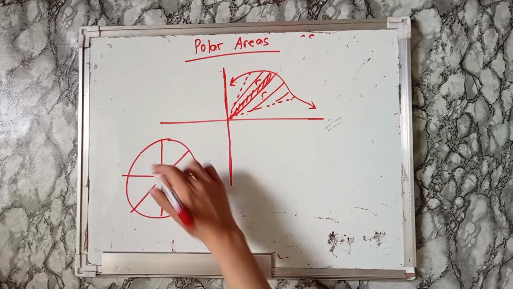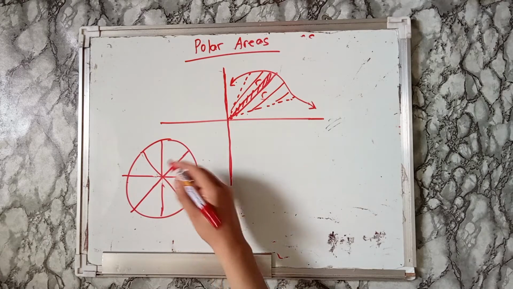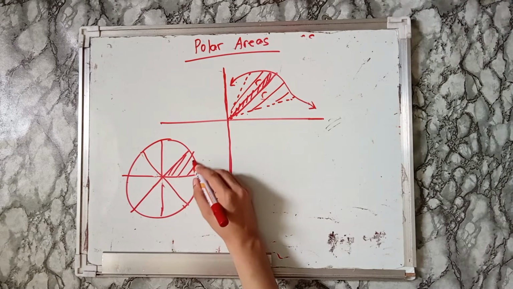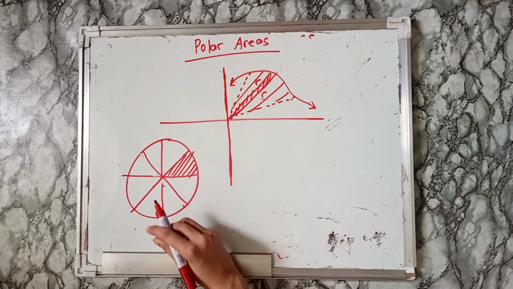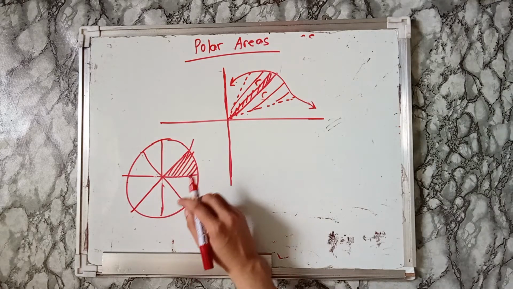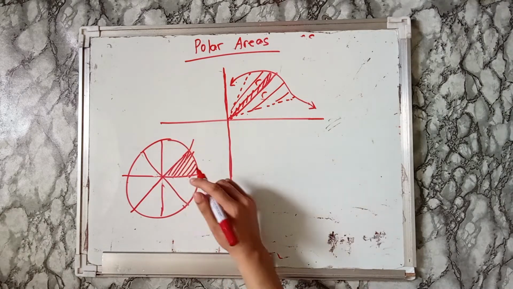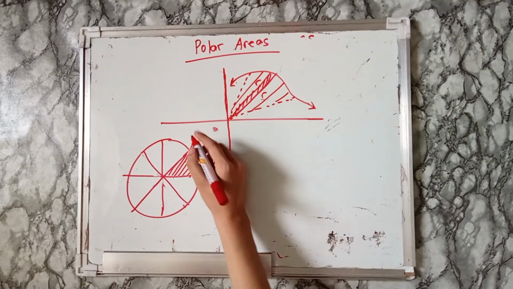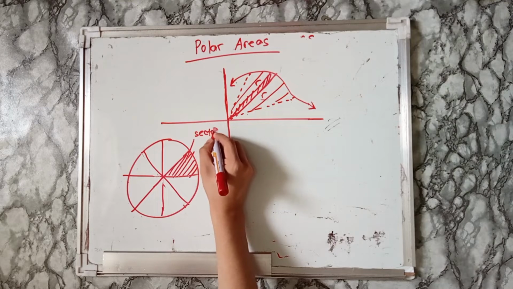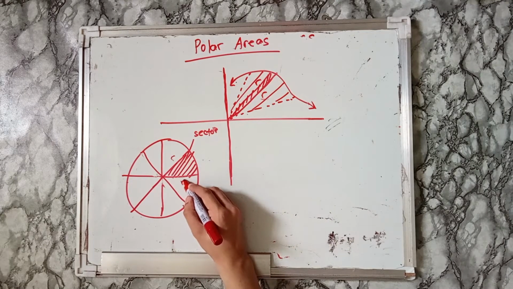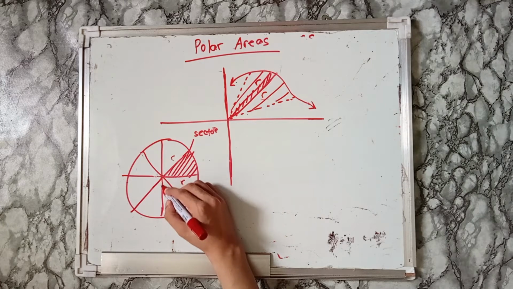Let me do that again. And then the part, let's say this is our area of interest. So basically this is just one part here, called a sector, right? This is the sector. Now this is the radius and the radius, right?